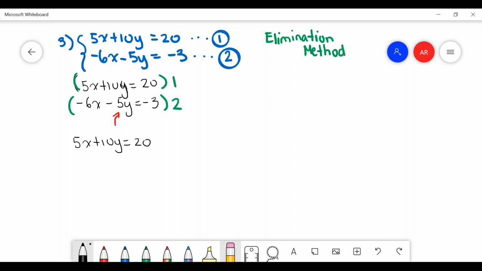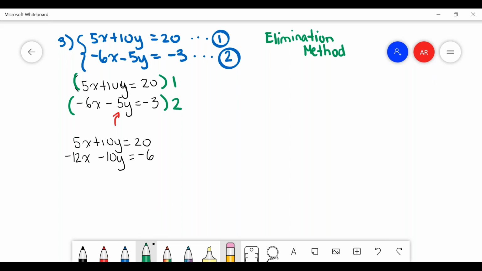And I multiplied equation 2 by positive 2. So 2 times negative 6 is negative 12, and then just x, as we need to add the x to it. And we have 2 times negative 5y, which is negative 10y. And then we have 2 times negative 3, which is negative 6. So now, as you can clearly see, we've made opposite coefficients for a variable. We've done it for y.